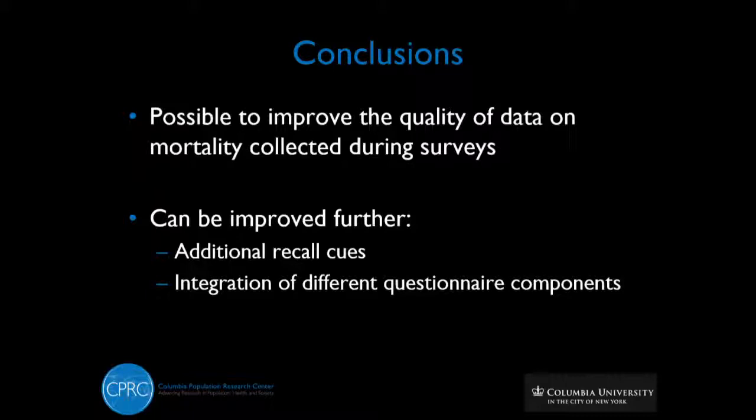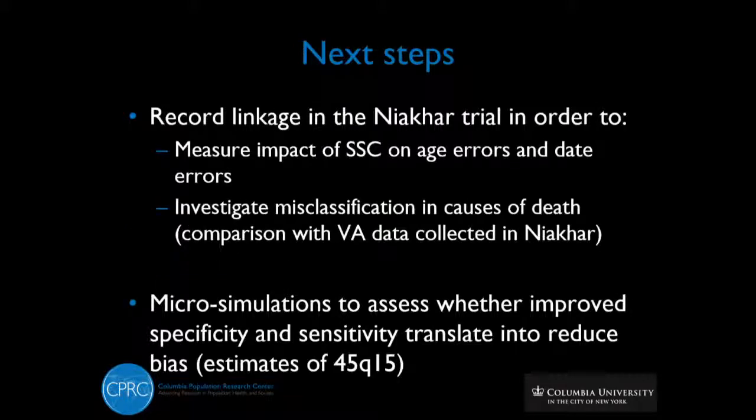Our next step, we are going to do this detailed linkage of the sibling survival history and the demographic surveillance in the trial data to try and see whether the calendar improves age reports, improves date reports, how that comes about. We also want to investigate misclassification in causes of death. So the demographic surveillance systems collect all these verbal autopsy data. We want to compare the verbal autopsies to what the siblings actually report about a specific brother or sister and see whether there are systematic problems here.